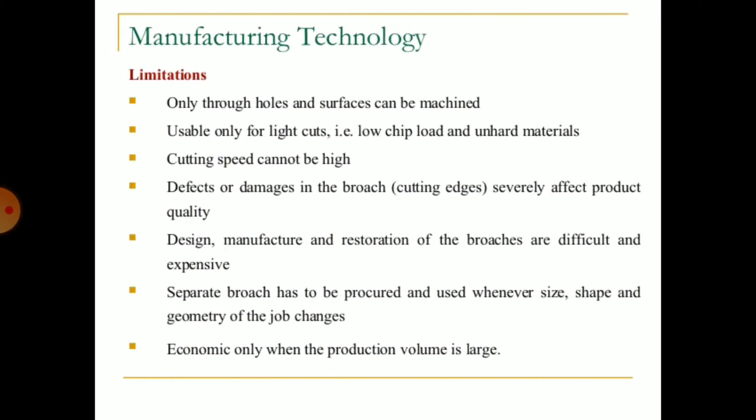There are some limitations also: only through holes and surfaces can be machined. It is usable only for light cuts, that is low chip load and unhard materials. Cutting speed cannot be high. Defects or damages in the broach severely affect product quality. Design, manufacture and restoration of the broaches are difficult and expensive. A separate broach has to be procured and used whenever the size, shape and geometry of the job changes. It is economic only when the production volume is large.